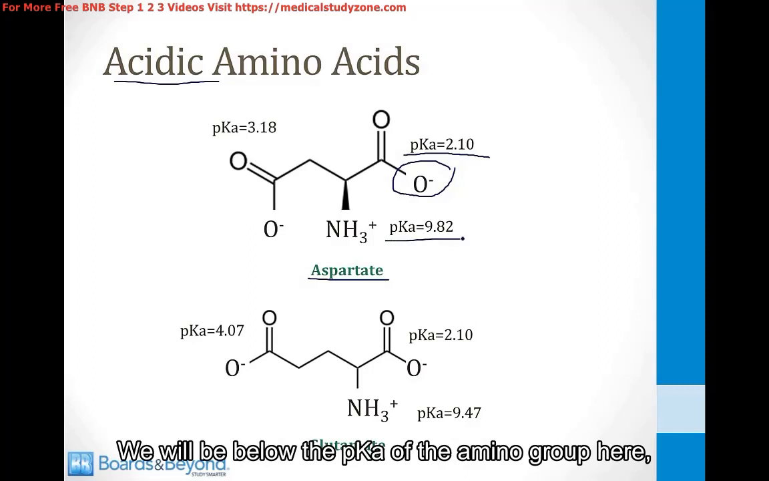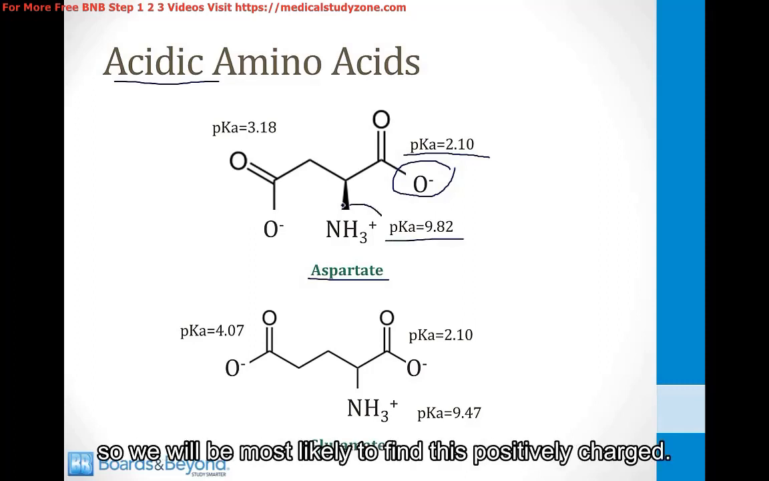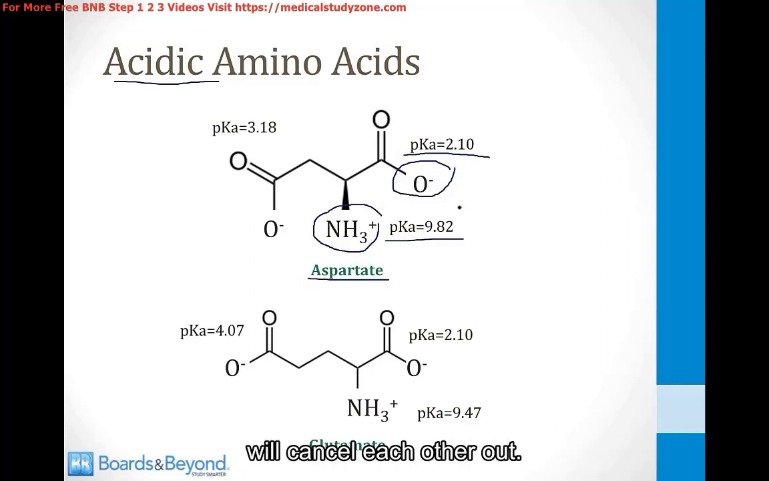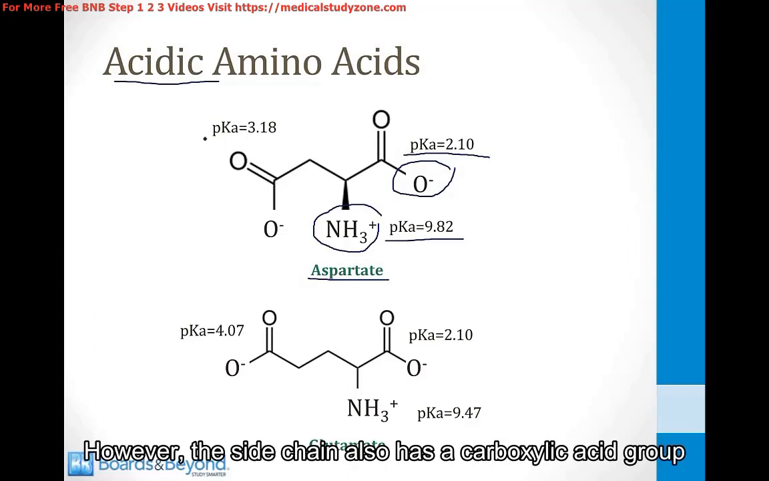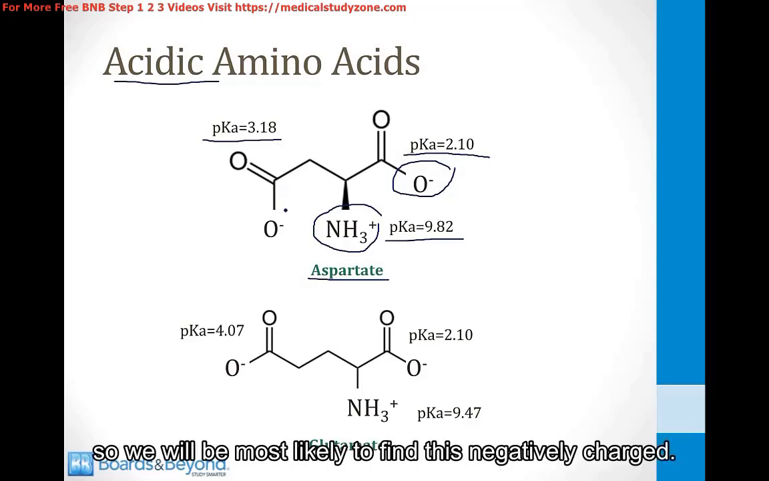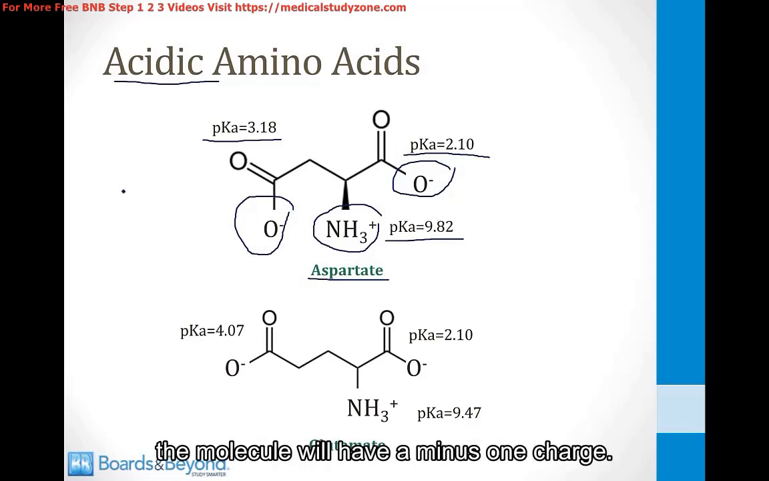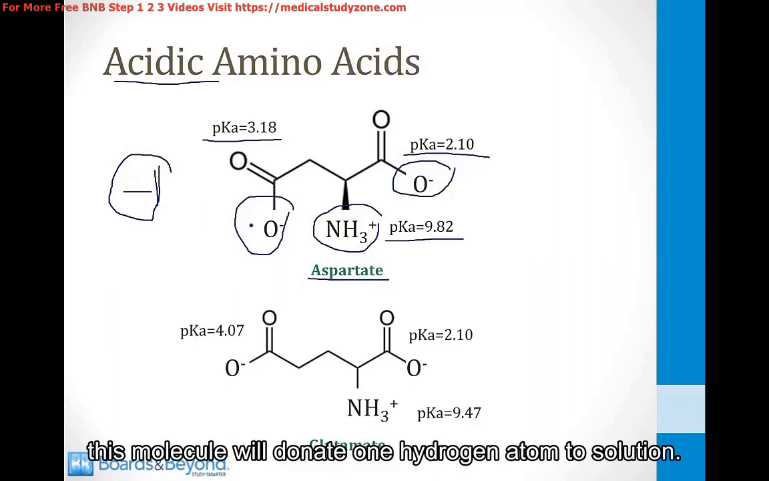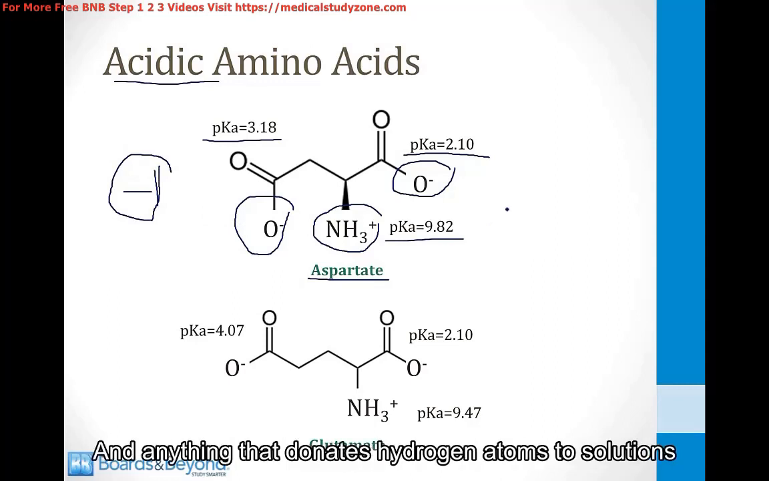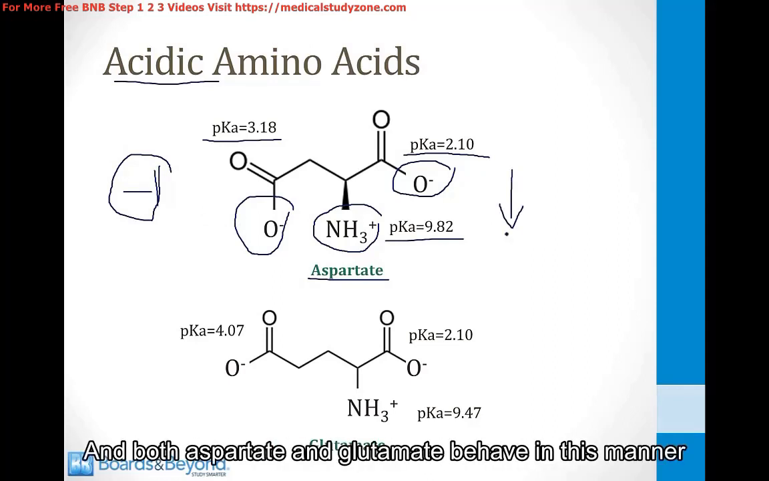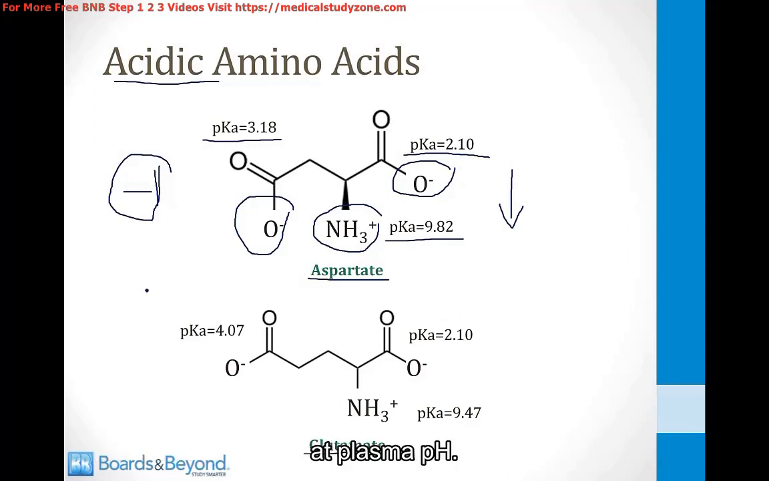We will be below the pKa of the amino group here, so we will be most likely to find this positively charged. And this negative charge and positive charge will cancel each other out. However, the side chain also has a carboxylic acid group with a low pKa of 3.18. At normal pH, we will be above this pKa, so we will be most likely to find this negatively charged. This means that overall, the molecule will have a -1 charge. This also means that overall, this molecule will donate one hydrogen atom to solution. And anything that donates hydrogen atoms to solutions is an acid that tends to lower the pH. And both aspartate and glutamate behave in this manner at plasma pH.